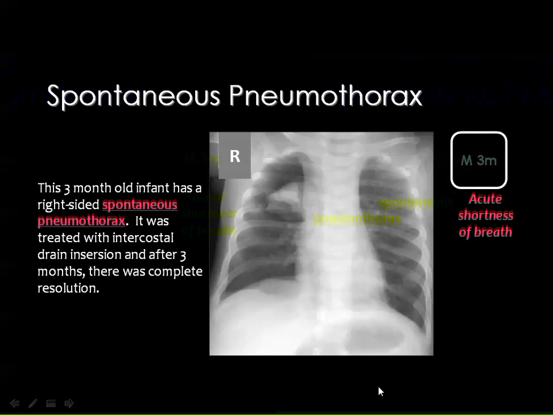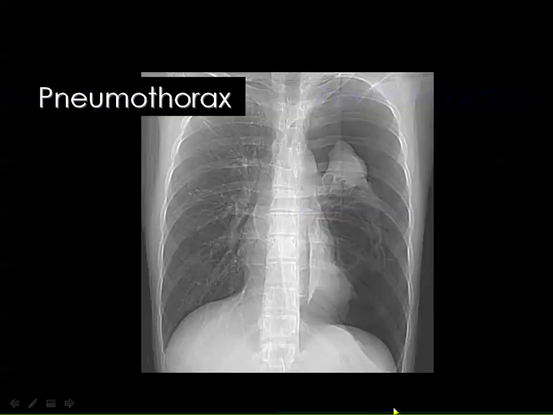Then spontaneous pneumothorax is the pneumothorax without an obvious cause, and this is a male infant 3 months old, with pneumothorax on the right side, collapse of the right lung. The mediastinum is central and the diaphragm is okay, and this is an ordinary pneumothorax. Here also you can see a pneumothorax with subtotal compression collapse of the lung. This is the air-filled pleural space. The mediastinum is central and the right side is okay.